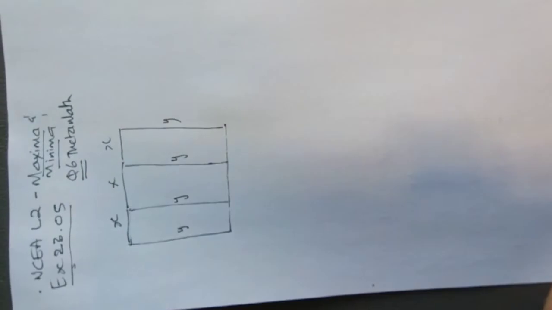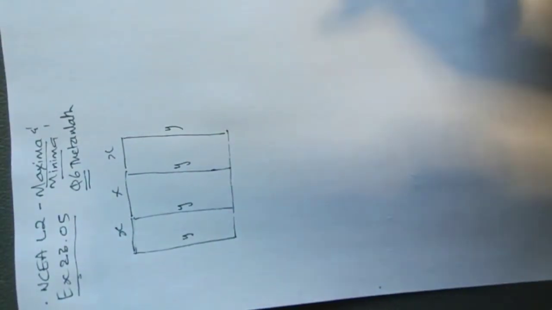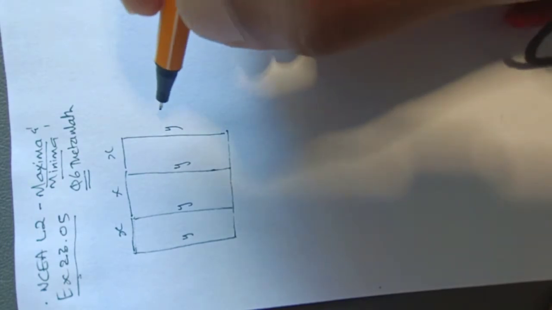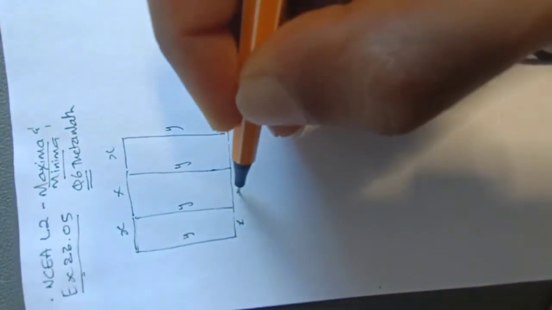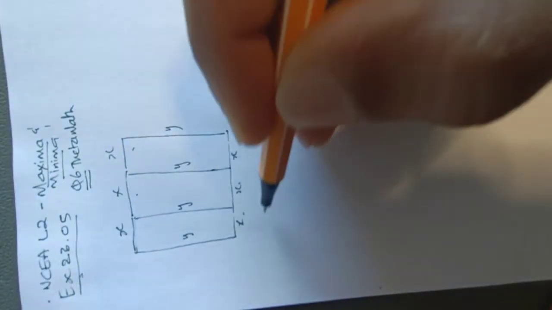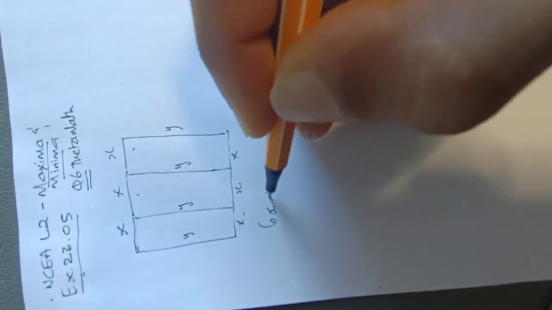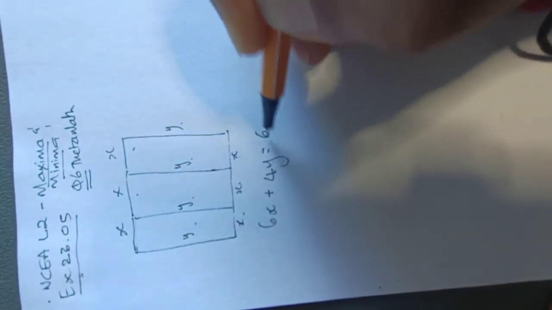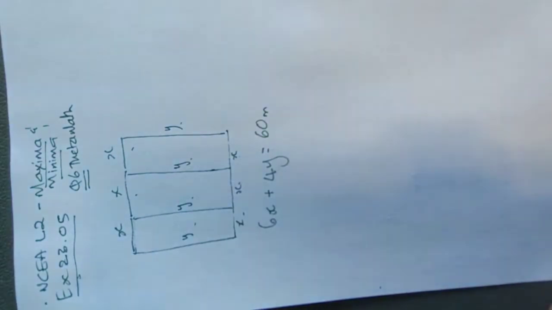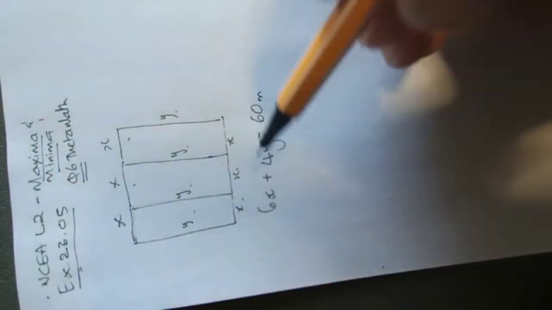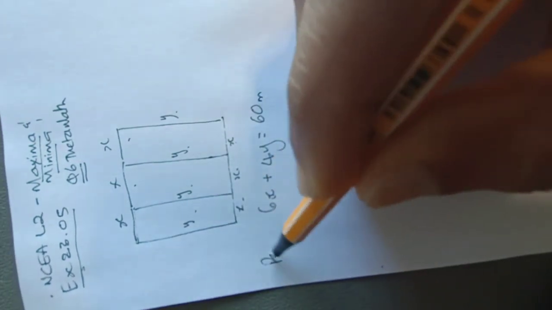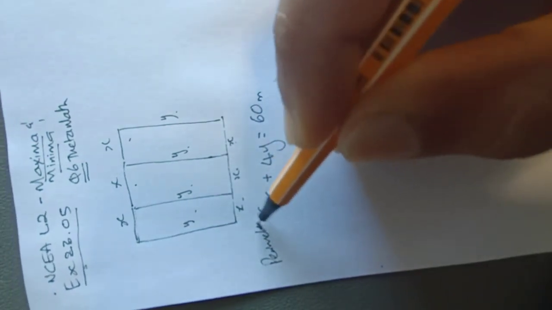So looking at this question, you can see that they've given us the total length of fencing, which means that if I calculate the total length of fencing, we've got 1, 2, 3, 4, 5, 6x plus 1, 2, 3, 4y, and that's equal to 60 meters in total. Now, we are not focusing on the perimeter, we're focusing on the area, so this is the perimeter.